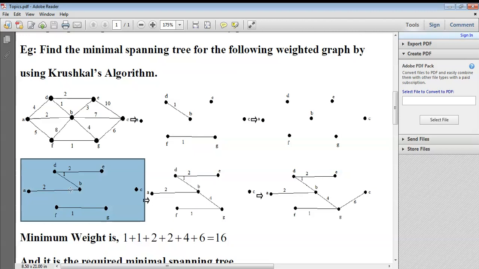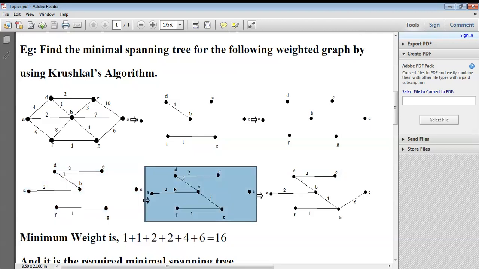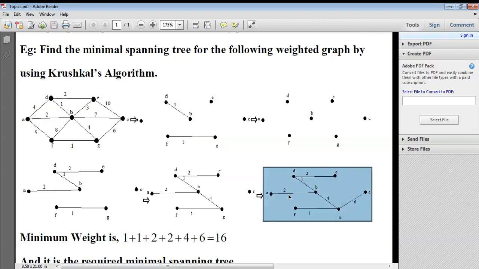If I have taken BE edge, then it will be a cycle. So I have not considered the edge BE. Then I have taken the edge with weight 4 as shown in this graph, in the middle graph. Then if I have taken AF edge, then again it will be a cycle. So I have not taken AF, and finally I have taken GC edge, that is with weight 6. So this is the required minimal spanning tree.